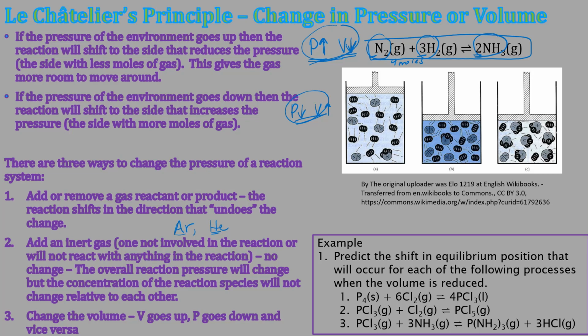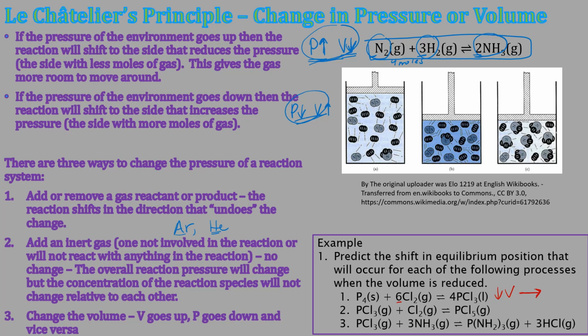Okay, so the next question says, predict the shift in equilibrium position that will occur for each of the following processes when the volume is reduced. So if we reduce the volume for the first one, then it's going to shift to the side with the least moles of gas because the amount of space for the gases is getting smaller. There are 6 moles of gas on the reactant side here. There are no moles of gas over here. So this one is going to shift to the products.